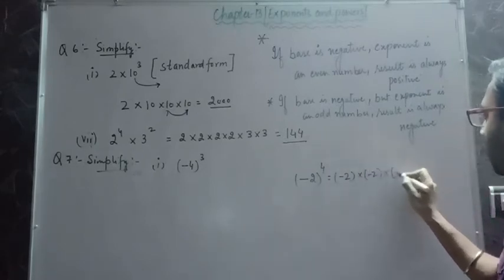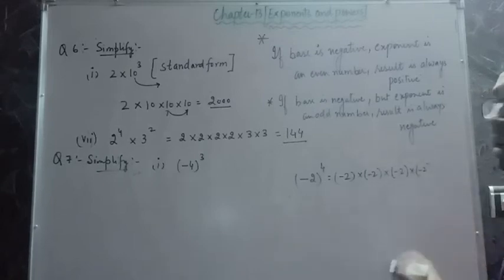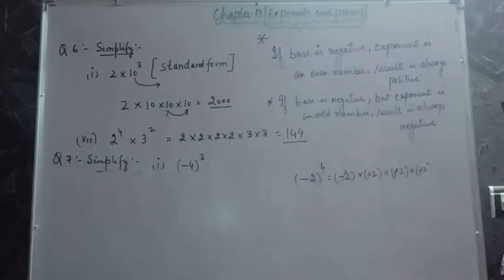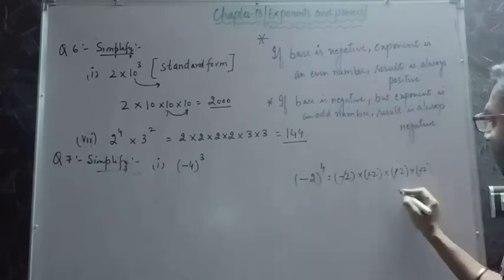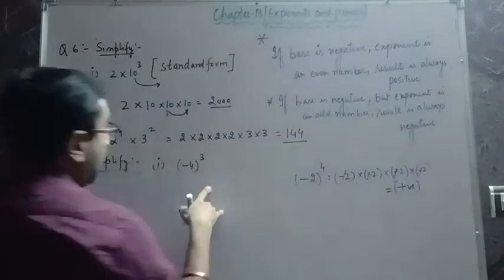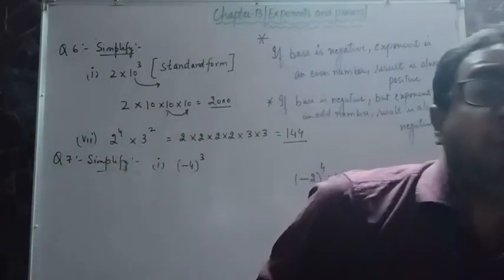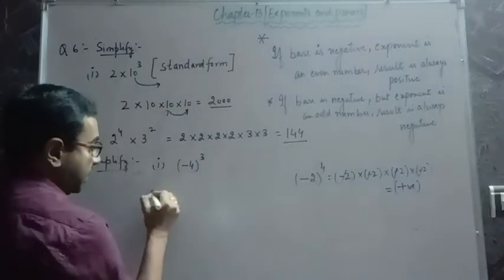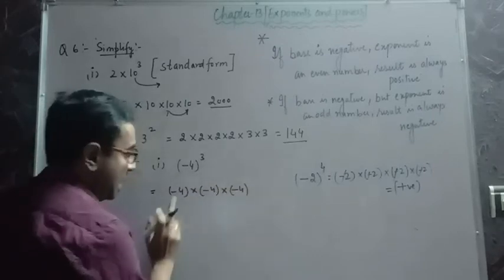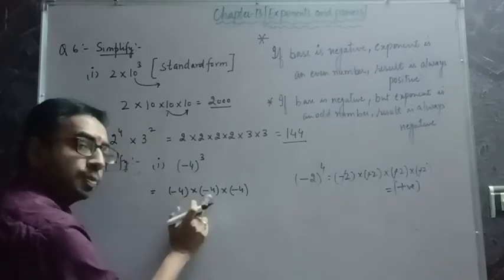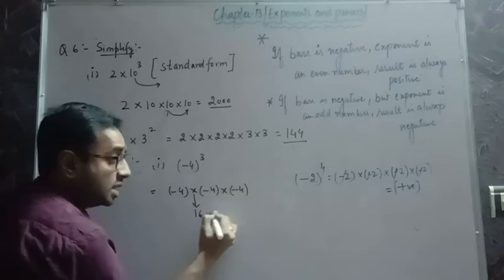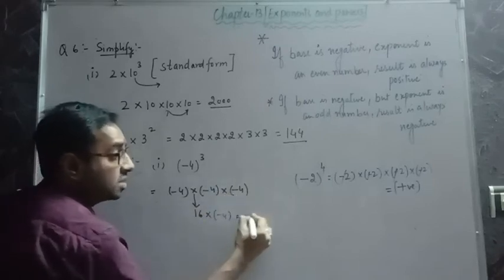Yes or no? Now, this minus will be cancelled with this minus, and this minus with this minus. Hence, whatever result you get will be positive. But see what happens in this case: minus 4 raised to power 3 means minus 4 into minus 4 into minus 4. Minus 4 into minus 4, minus minus plus, is 16. And 16 into minus 4 is plus minus minus, that is minus 64.